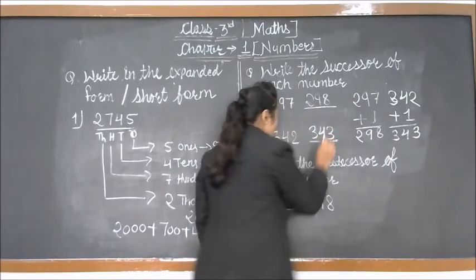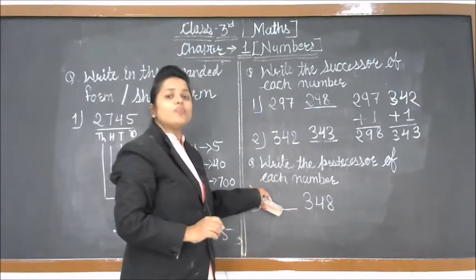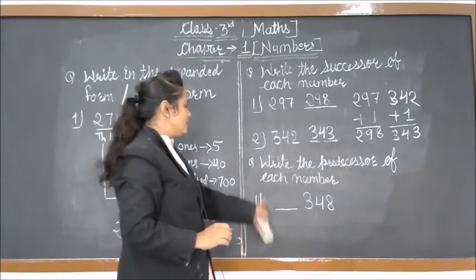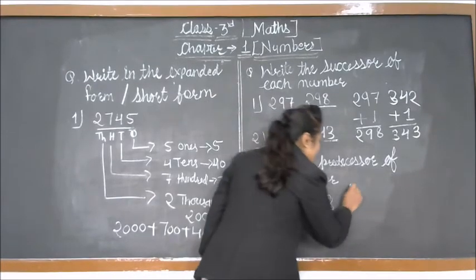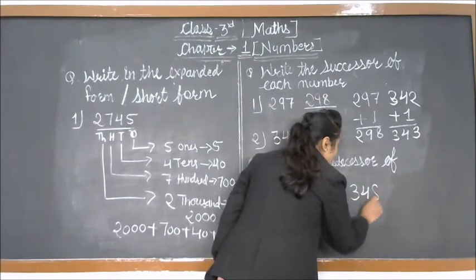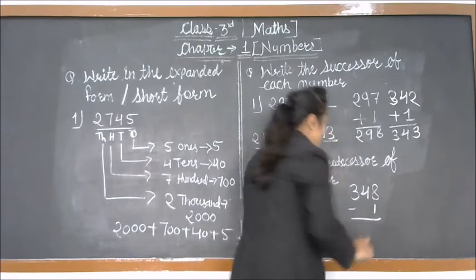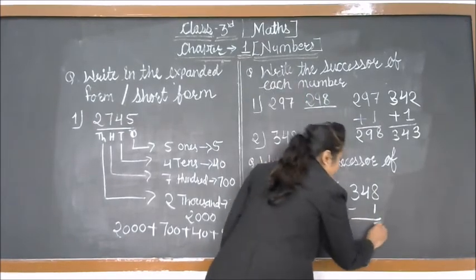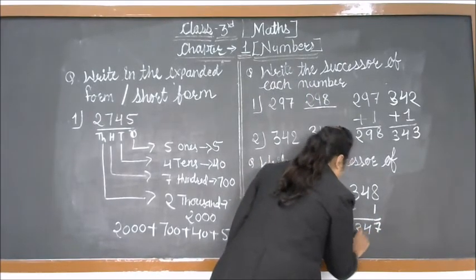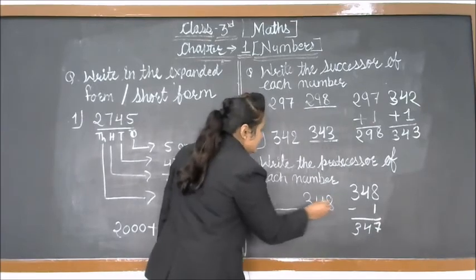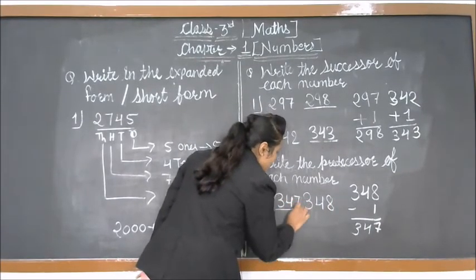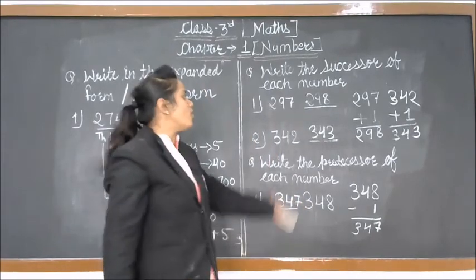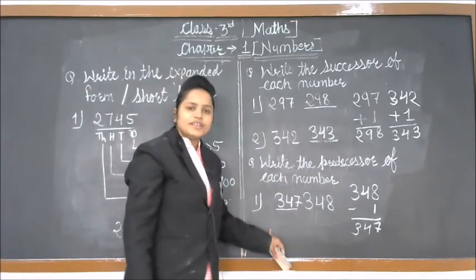For the predecessor we have to minus 1 from this number. So we can minus 1 from 348. 8 minus 1 is 7. So we can get the predecessor of this number as 347. So like this we have to perform successor and predecessor, students.